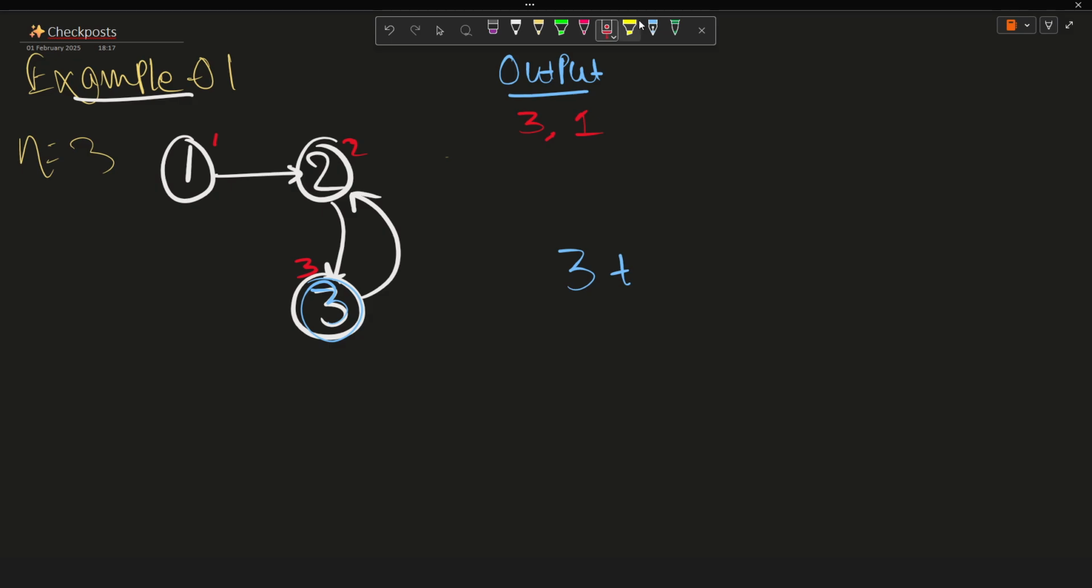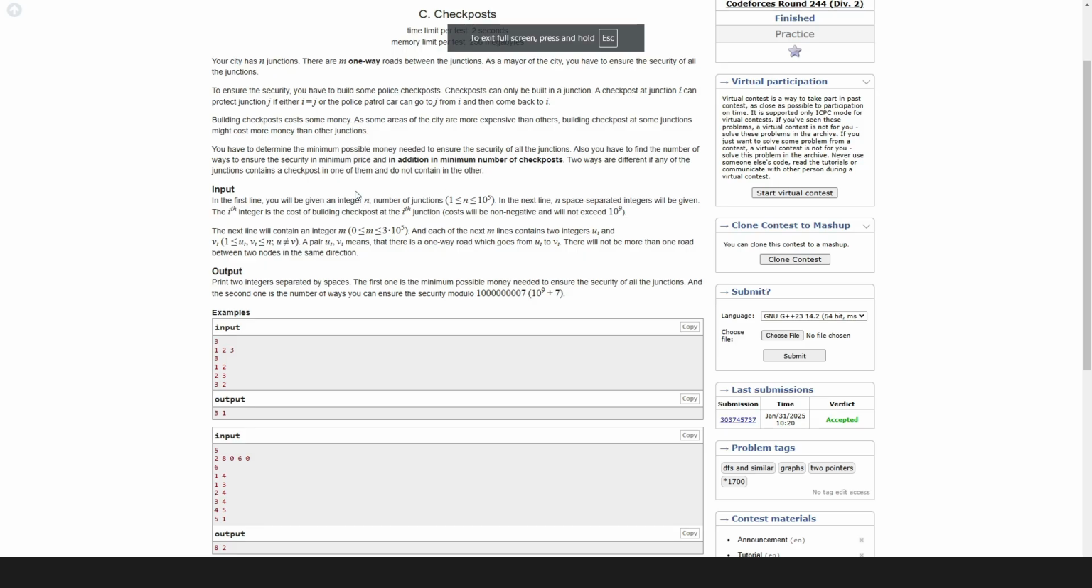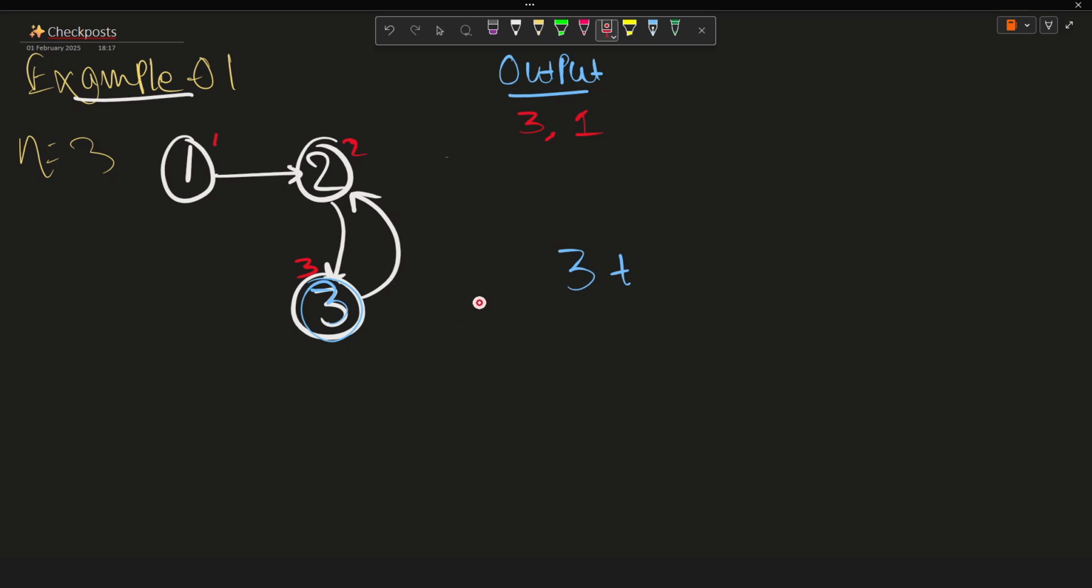Since it was mentioned in the question, if we are able to protect a particular junction I, then we will also be able to protect some other junction J if they are connected. That is, if we can go from I to J and then again come back to I from J, it means that I and J are connected. And if I is protected, then automatically the junction J will also be protected. So the same thing applies here also.